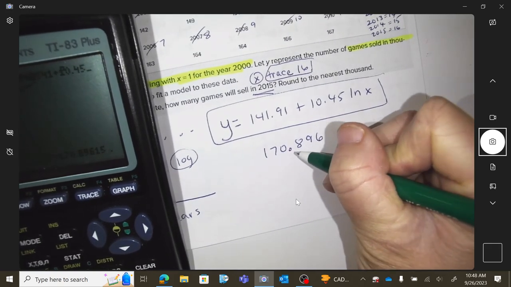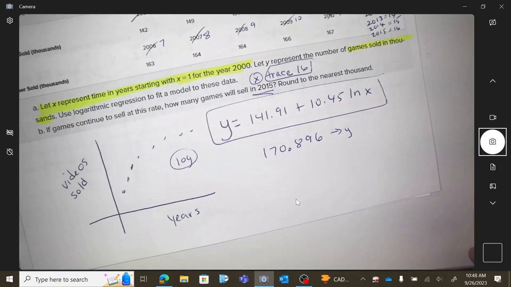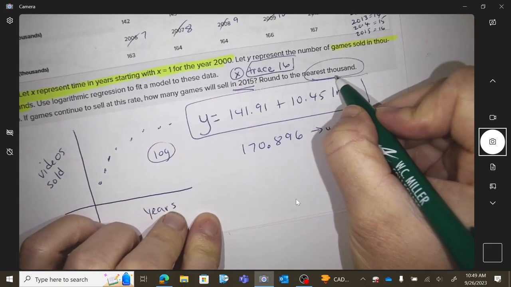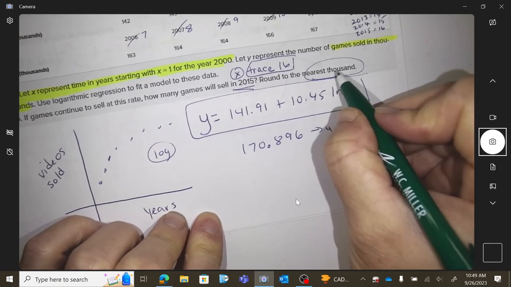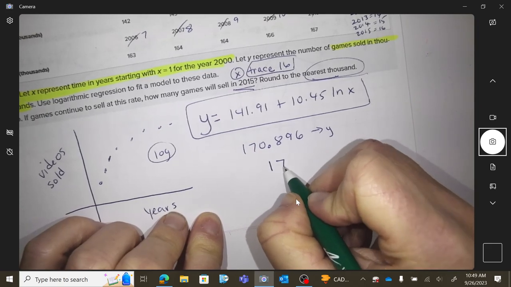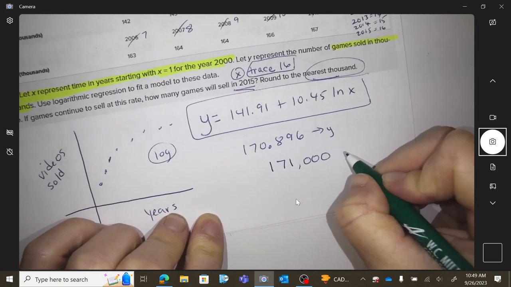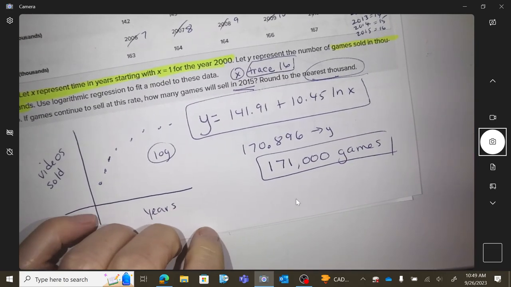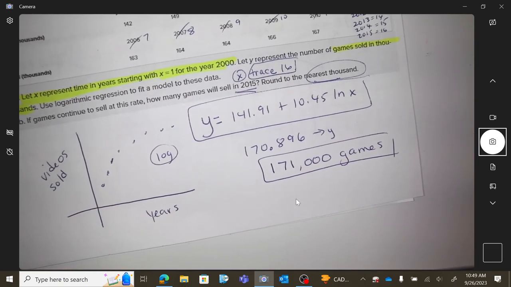This is what I'm getting as a Y. But let's answer it how they want us to answer it. So this is in thousands, and then it said round to the nearest thousand, so 171,000 games would be how they would want you to answer it. Okay, rounding to the nearest thousand.